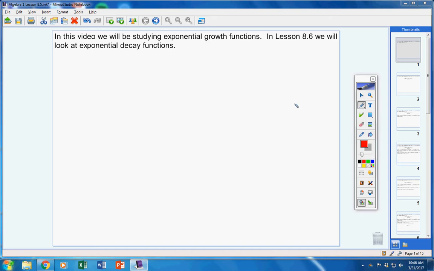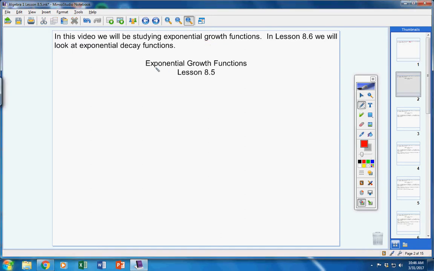exponential growth functions. And by the way, when we get to lesson 8.6, we will study exponential decay functions, okay? So growth and decay. But today, we will be studying exponential growth functions. Your heading for today is exponential growth functions. Please write that down, lesson 8.5, and be sure to include today's date, alright?